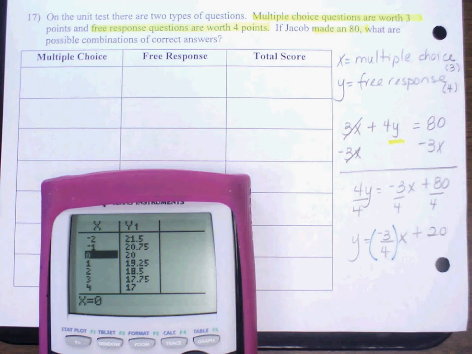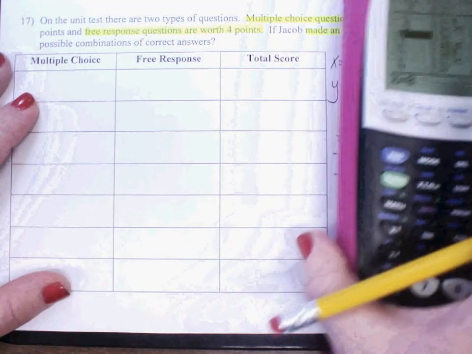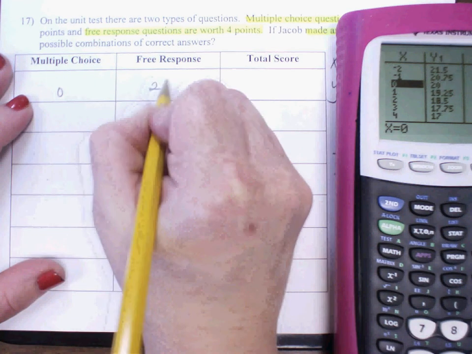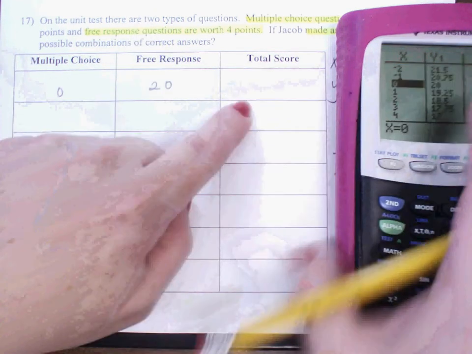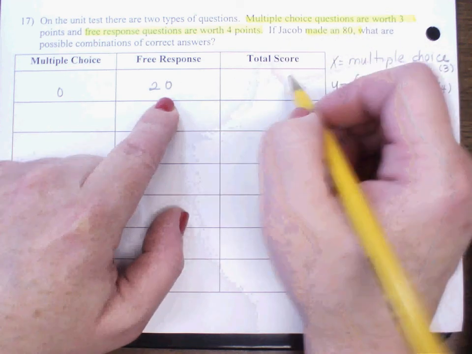How many questions the test has? Does it tell you? No. All right. So, since it doesn't tell me, I cannot assume anything. So I'm going to say 0 and 20. What's the total score? 80. Because it's 20 times 4, right?